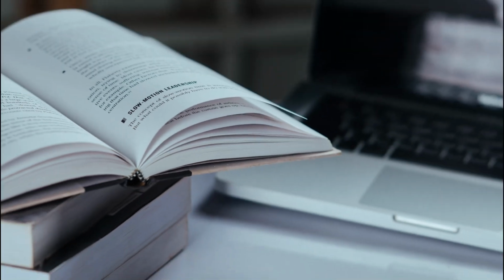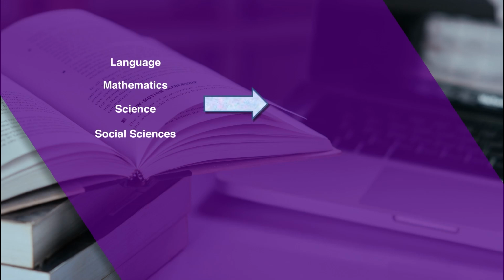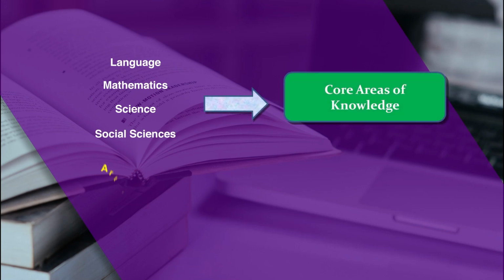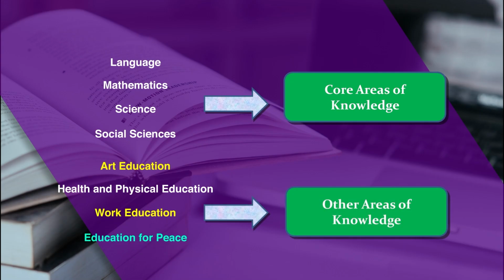And further we can say the domains of learning in NCF 2005, mostly two domains are given importance. One is the core areas of knowledge, and the other is the other areas of knowledge. Under core areas of knowledge, you will find language, mathematics, science and social science, and under other areas of knowledge, you will find art education, health and physical education, work education, and education for peace.